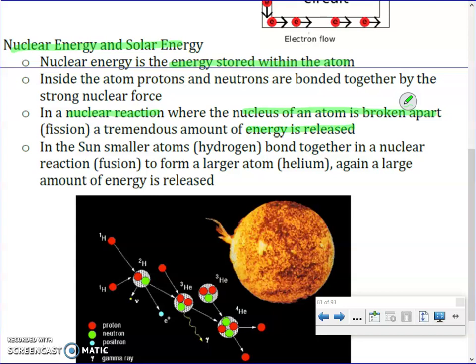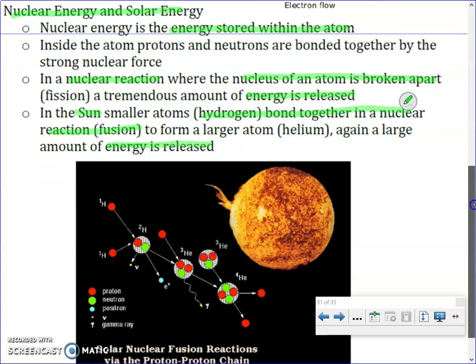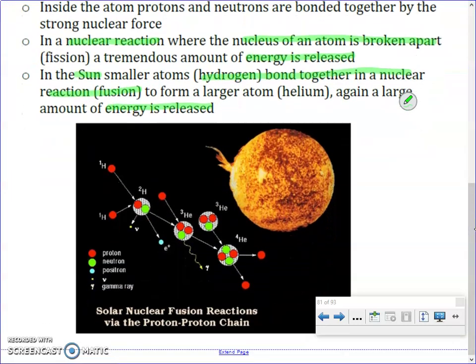In the sun, smaller atoms, hydrogen, bond together in a nuclear reaction. We call it fusion. They form a larger atom, helium. Again, a large amount of energy is released. And here's the proton-proton chain occurring to create eventually helium.